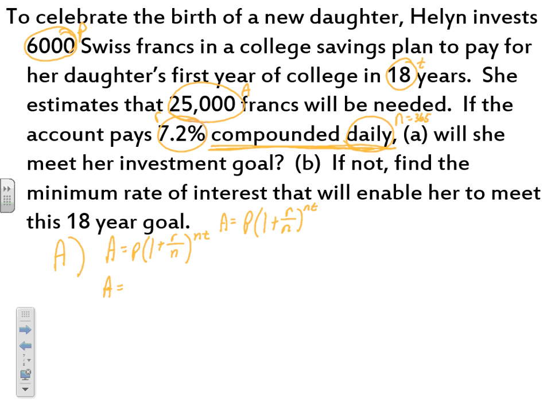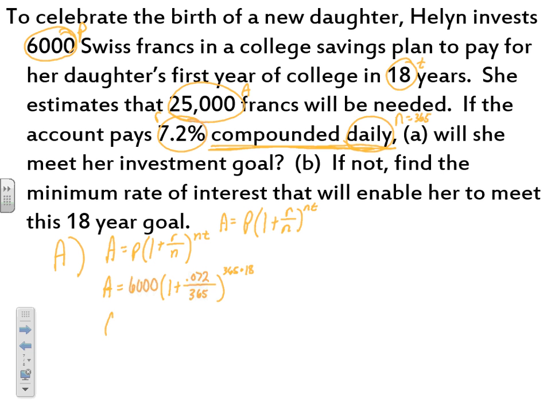So we have 6,000 francs as our principal amount. The rate as a decimal will be 0.072. And in this case, because we're compounding it daily, N will be 365. So we will say 365 in the exponent position too, and the time in this case is 18 years. So this is a fairly straightforward one. You just plug this stuff into your calculator using your keystrokes.